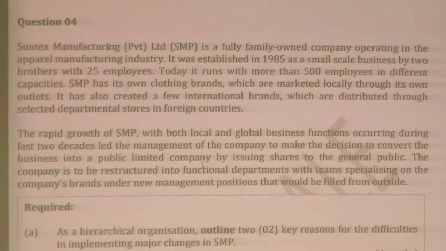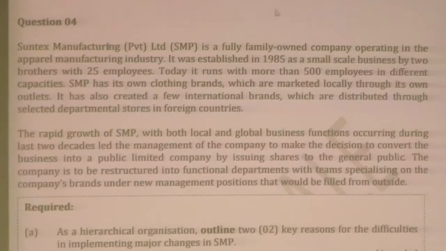A hierarchical organization, that means from top to bottom decision making hierarchy. Outline two key reasons for the difficulties in implementing major changes in SMP's hierarchical organization. Why? Outline two reasons for the difficulties in implementing major changes. If it's a hierarchical organization with a top to bottom hierarchy, why is it difficult to implement changes?